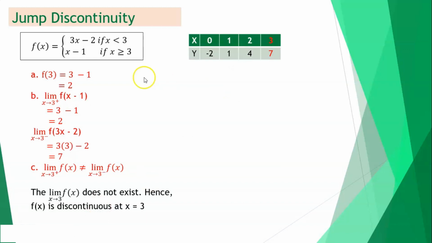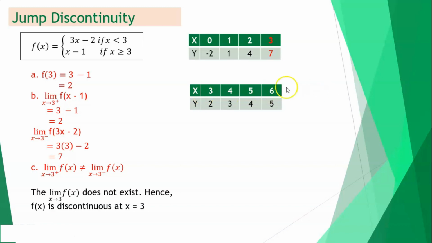So making use of the table of values for the first function, less than 3, but 3 is excluded. Substitute 3 times 3, that's 9, minus 2 will get 7. If our x is 2, 3 times 2 is 6, minus 2 will get 4. If it's 1, 3 minus 2 will get 1. If it's 0, it will become negative 2. Now for the second table of values, that will be for the second function. Start from 3 to the right, so increasing. 3 is included. So 3 minus 1 will get 2, 4 minus 1 will get 3, and so on.